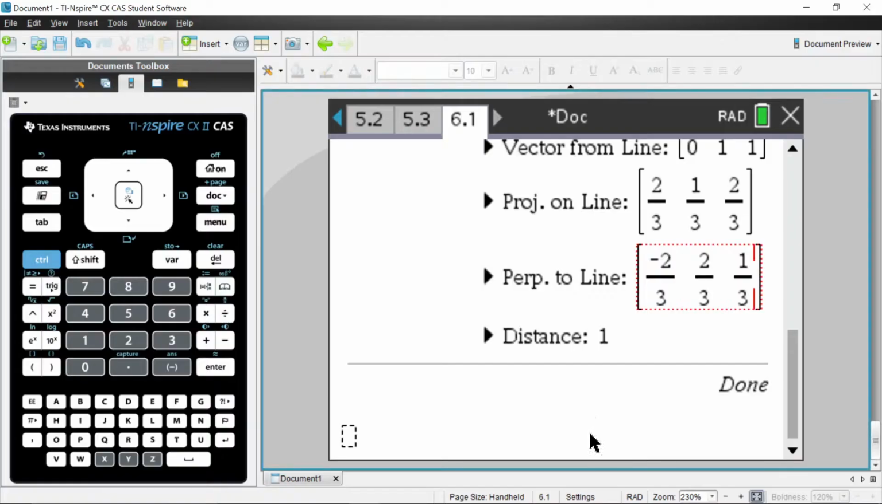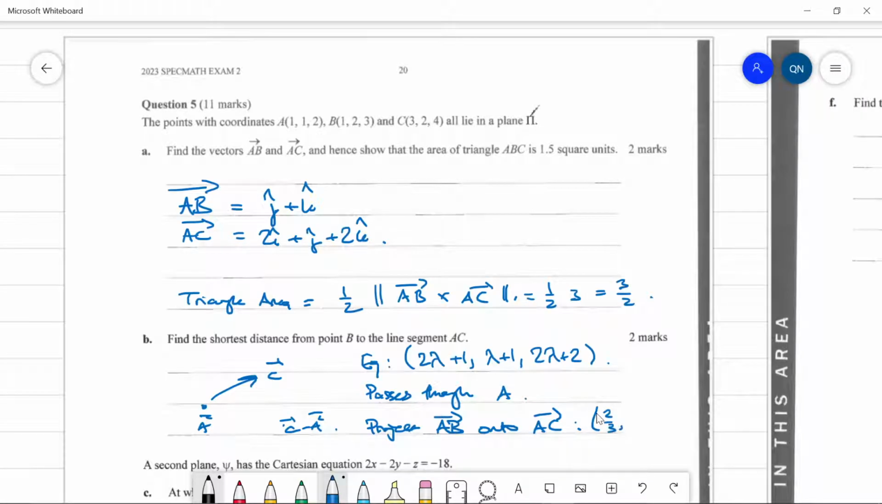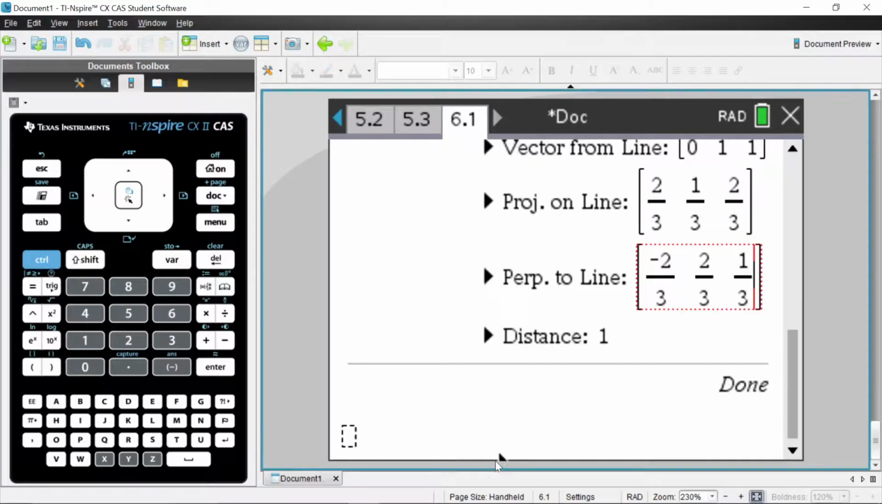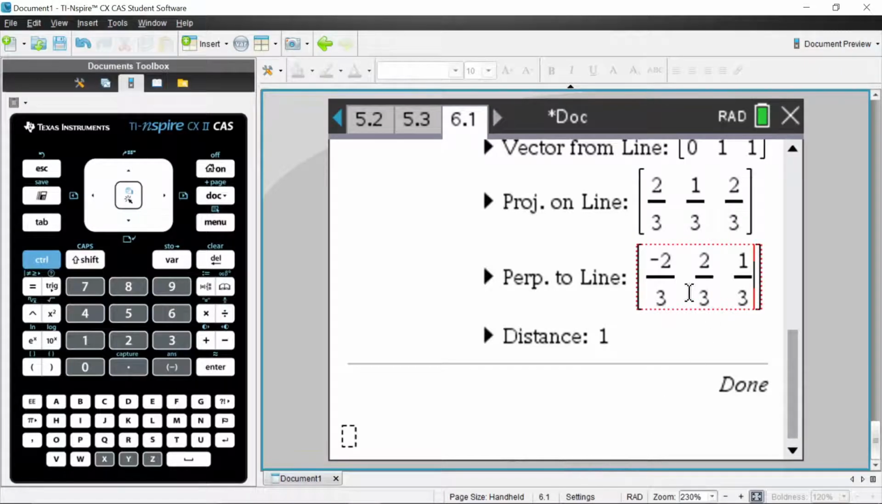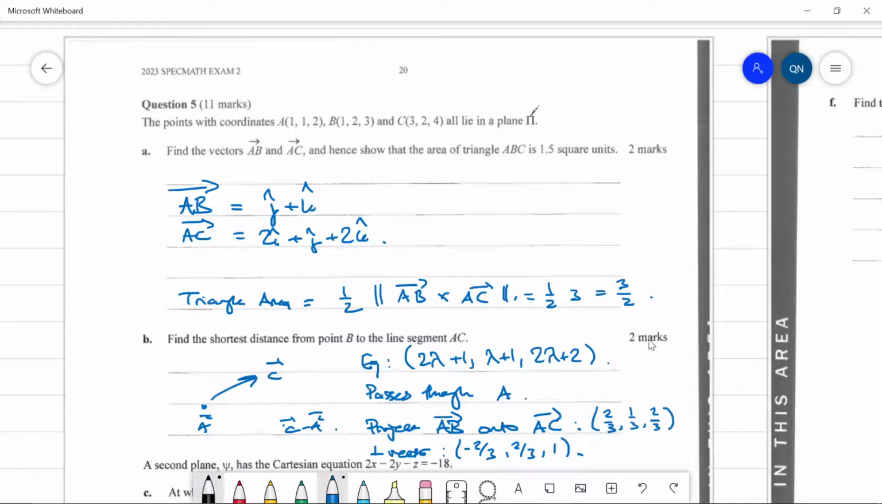So the projection is 2/3, 1/3, and 2/3. So the perpendicular vector is just going to be negative 2/3, 2/3, and 1. And if you calculate the norm of that vector, that should give you 1. All right.